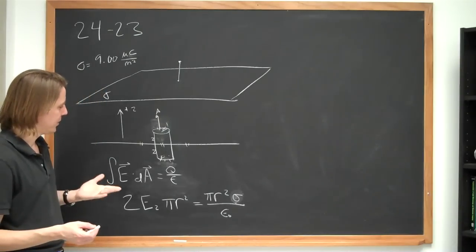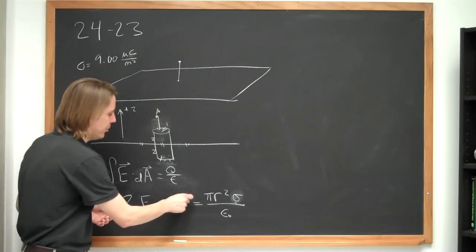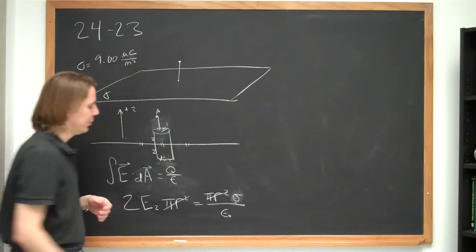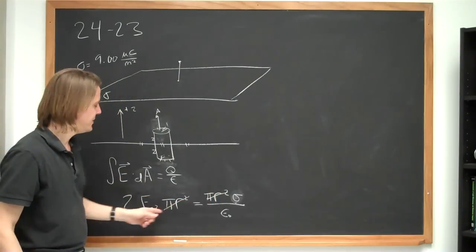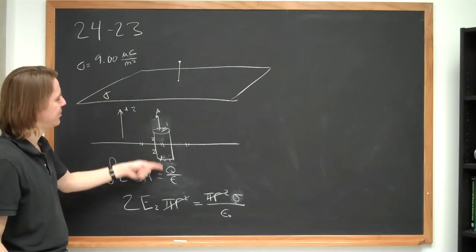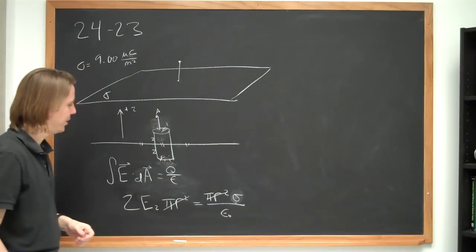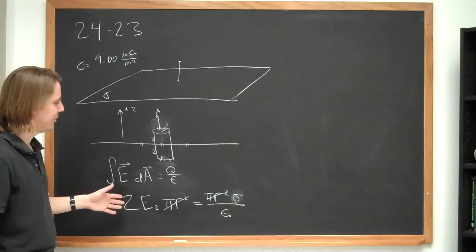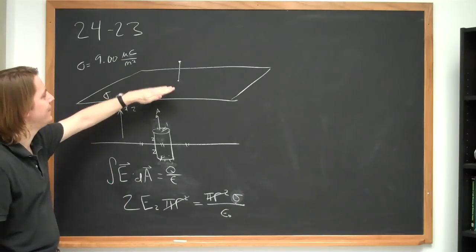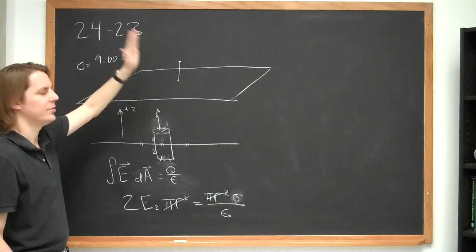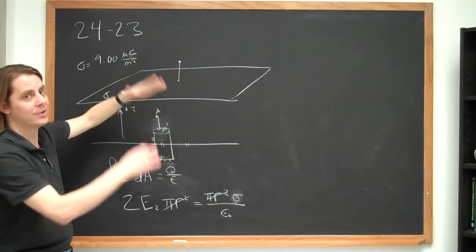And you can see what's going to happen. We're going to get the answer I quoted a minute ago. The pi r squareds will cancel out, and you have that E at some height Z above the plane is going to be sigma over 2 epsilon naught. And that's interesting. That means that it's constant. The E field above an infinite plane of charge is constant everywhere. It can do that because it's an infinite plane of charge.